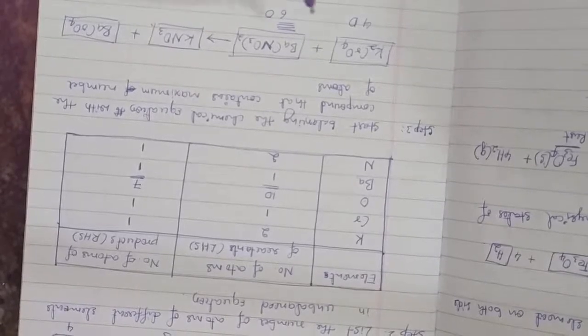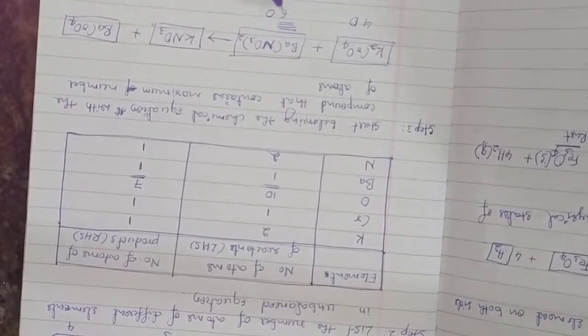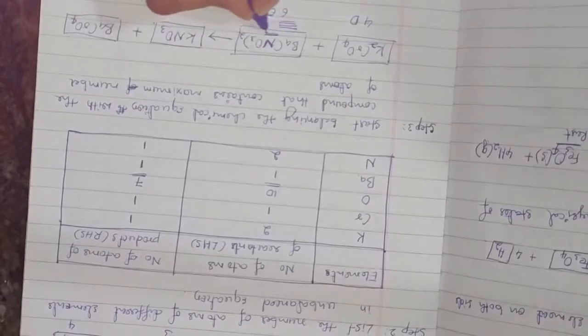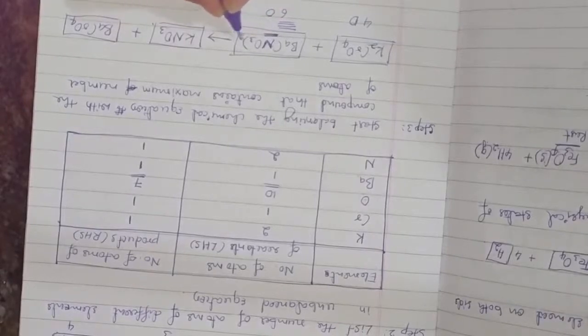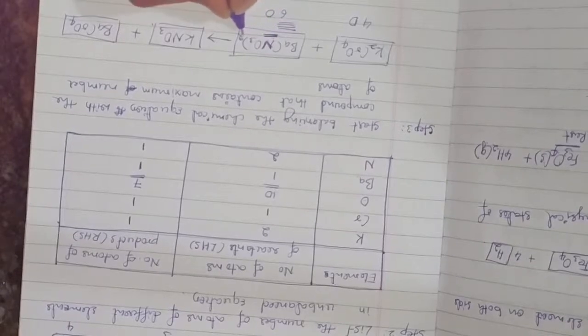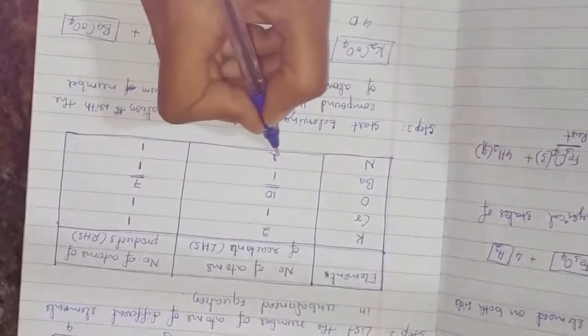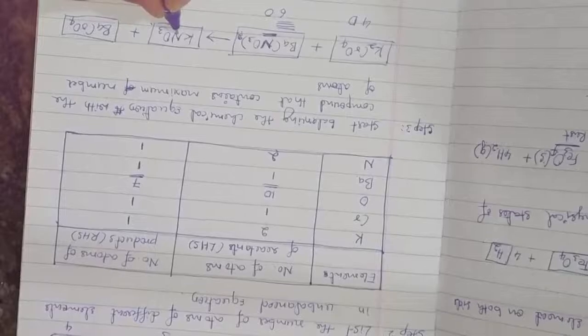If this kind of situation arises, you can start with another element so that you can easily balance the oxygen. So see here this nitrogen. In the reactant side 2 nitrogen atoms are there, but in the product side only 1 nitrogen atom is there.